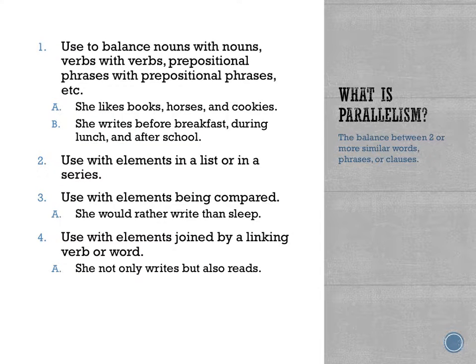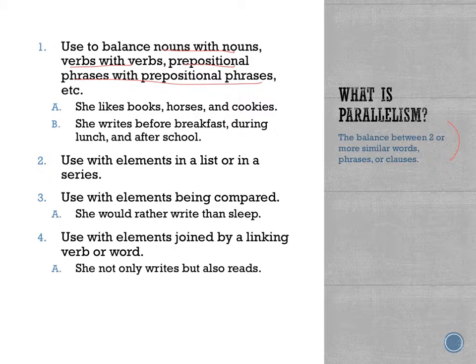So what is parallelism? Well, to put it plainly, it's balance between 2 or more similar words, phrases, or clauses. But I want to break it down into 4 key rules for you and show you some examples of what it looks like. Rule 1 is that you would use parallelism to balance nouns with nouns, verbs with verbs, prepositional phrases with prepositional phrases, and so on.